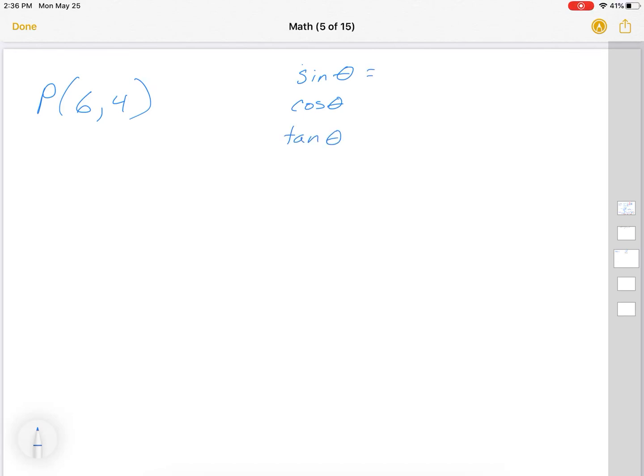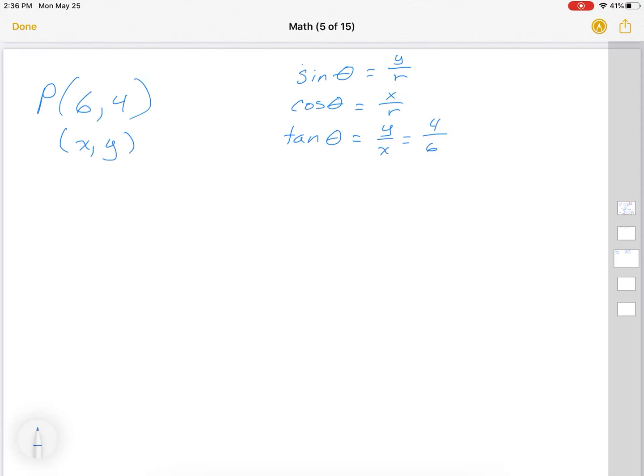Now, I know from my information that sine theta is y over r, cos theta is x over r, and tan theta is y over x. I can do this one right now because I have my y and my x. Remember, this is x comma y. So it's 4 over 6.